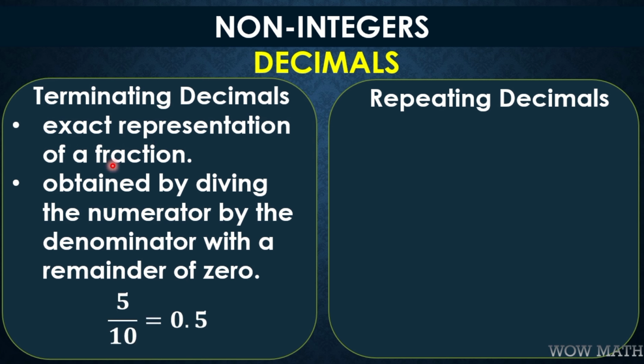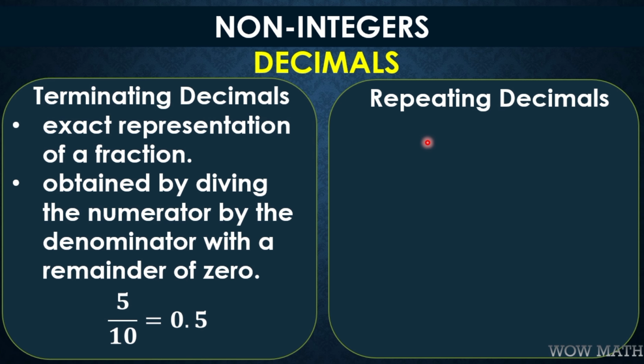So, if I have, let's say, 5 over 10. If we're going to divide this, that is 0.5 or 0.50. Alright? So, eksakto siya. Walang remainder, exact ang ating decimal.